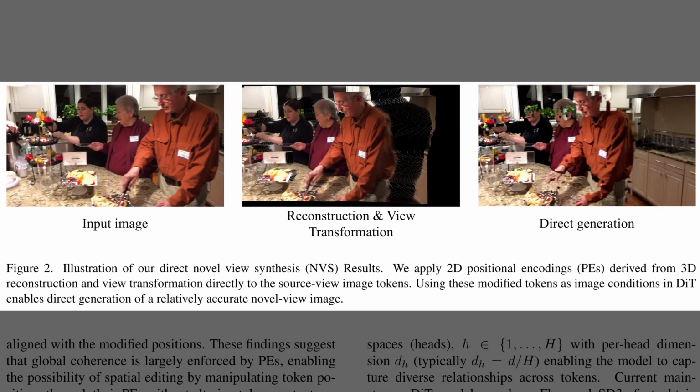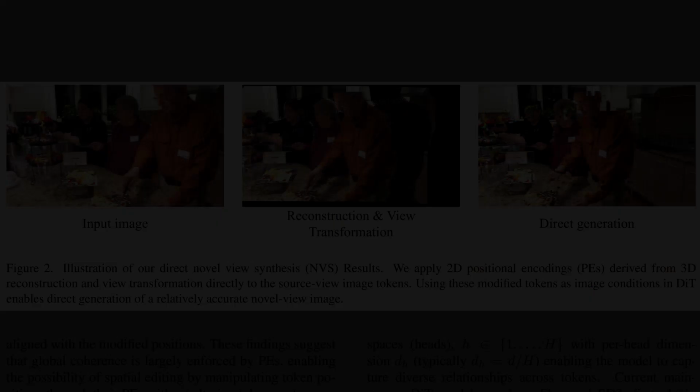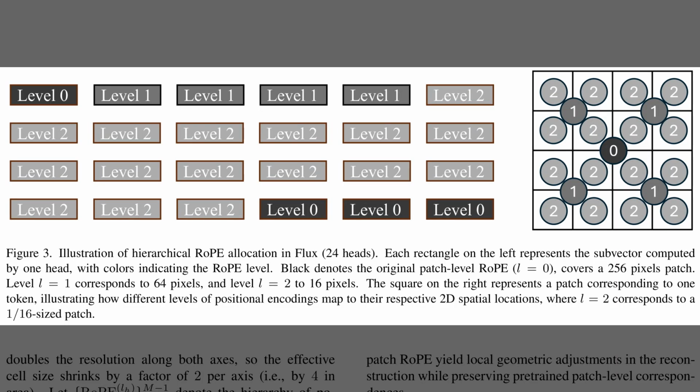Okay, Figure 2 shows the direct token-based novel view synthesis pipeline. The left panel presents the input image, whose patches become tokens, with two-dimensional positional encodings. The middle panel depicts reconstruction and view transformation, which project tokens to new locations and reveal gaps where depth or coverage is missing. The right panel illustrates direct generation from the transformed positional encodings, so the model produces a plausible new view while still exhibiting patch-level seams and some depth ambiguities. So, Figure 2 established the token-based pipeline.